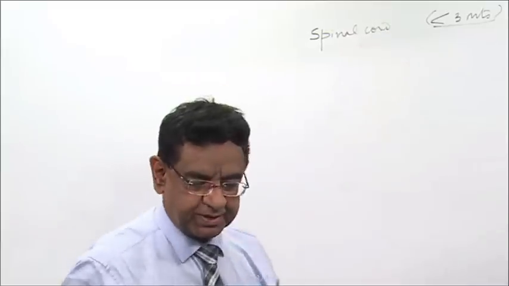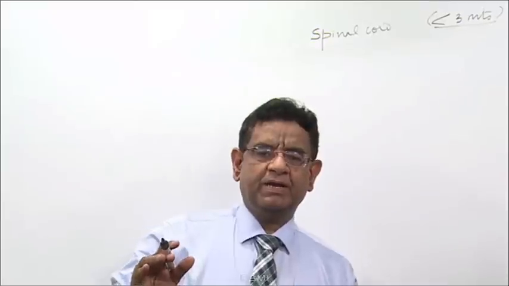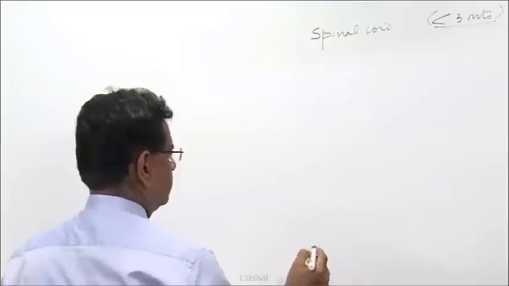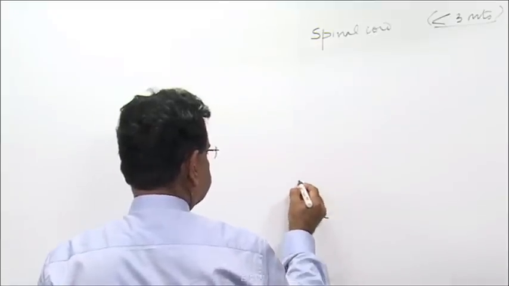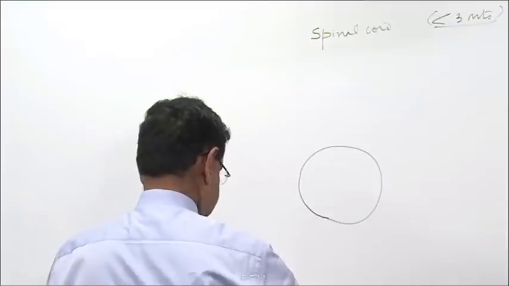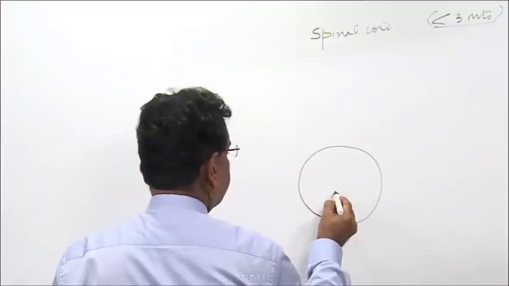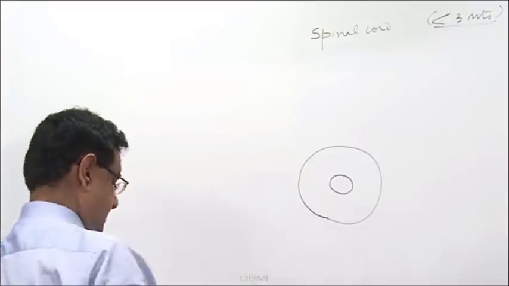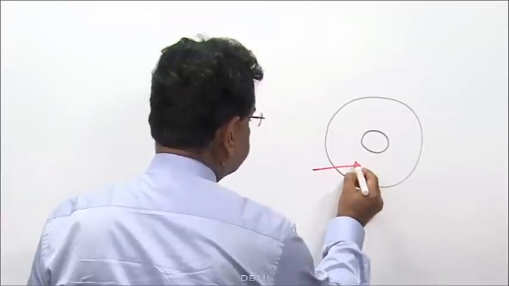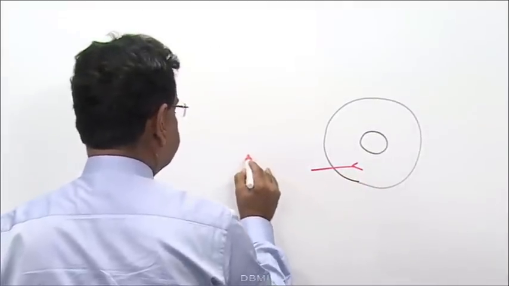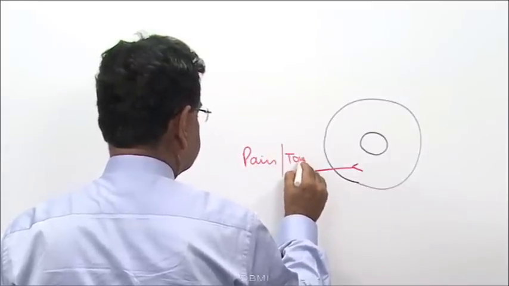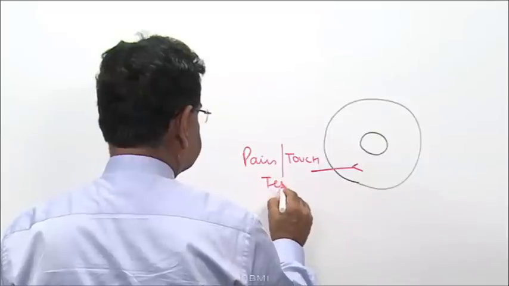Okay, first topic. So first we learn the normal anatomy of the spinal cord. Let's see how the things go. This is the spinal cord. This is the central canal. Here come the pain, touch and temperature fibers.